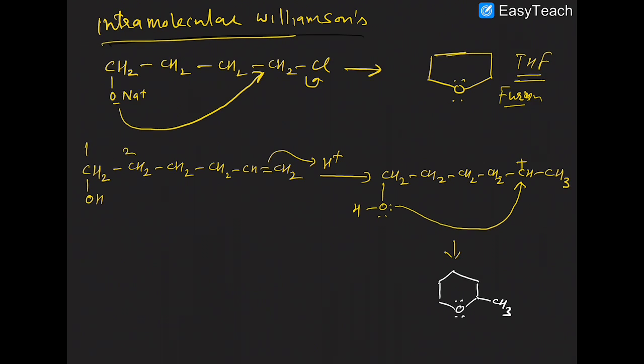So you have 1, 2, 3, 4, 5 and 6. This is hex-5-en-1-ol. If it reacts with H plus, this carbon will accept the proton and you have a positive charge on carbon number 5. Then what can happen? The oxygen of the hydroxy group will attack this carbon and you have the formation of a cyclic ether. Okay, sure about that?